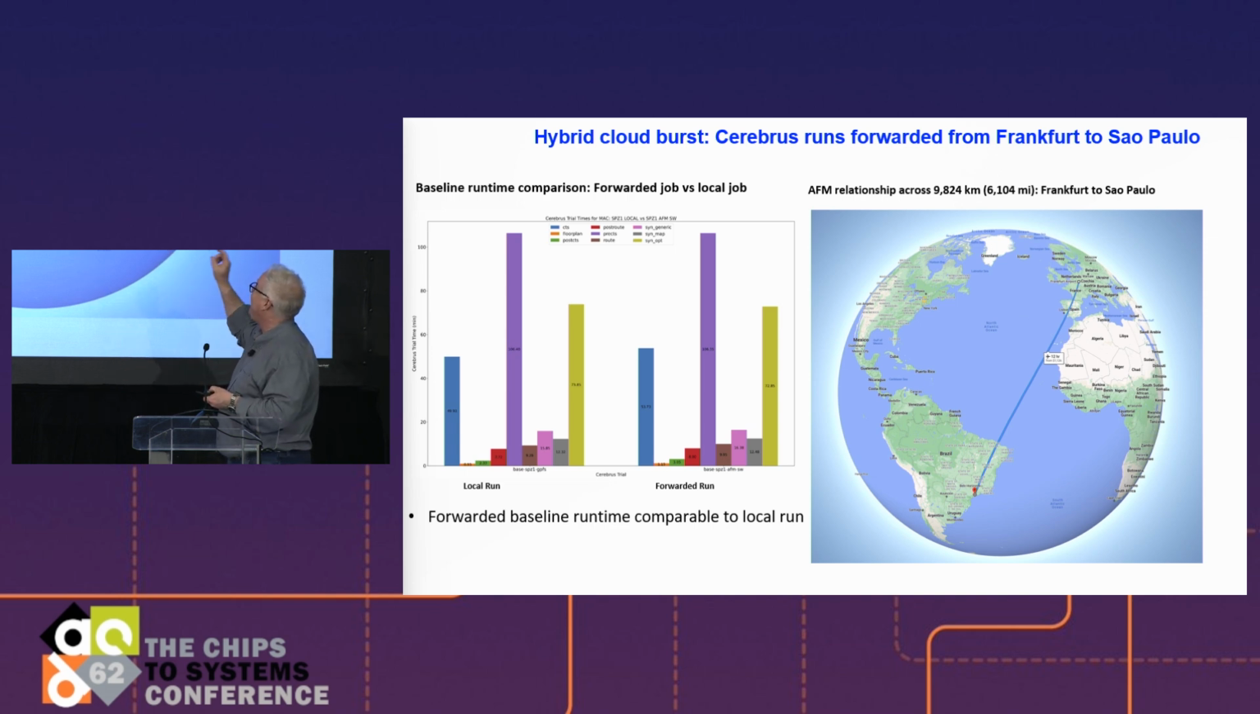But even with this path, we're talking about 6,000 miles. Okay, so there's a cache in Brazil. The job starts in Frankfurt. It gets forwarded via LSF. Job lands. It starts pulling data, and it runs.